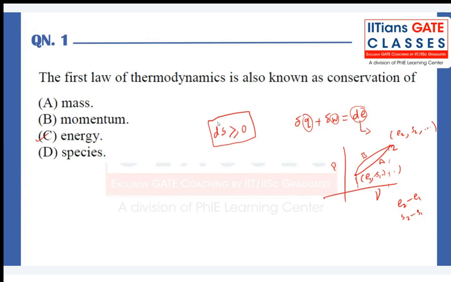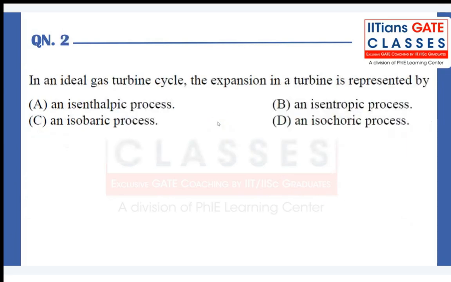In an ideal gas turbine cycle, the expansion in the turbine is represented by: option A, an isenthalpic process; option B, an isentropic process; option C, an isobaric process; option D, an isochoric process. Which one of these is correct? Option B, right? An isentropic process.